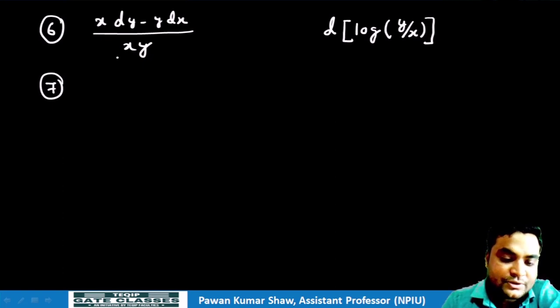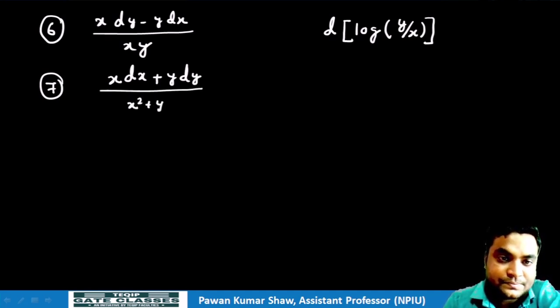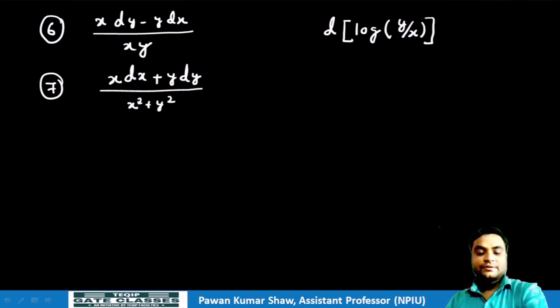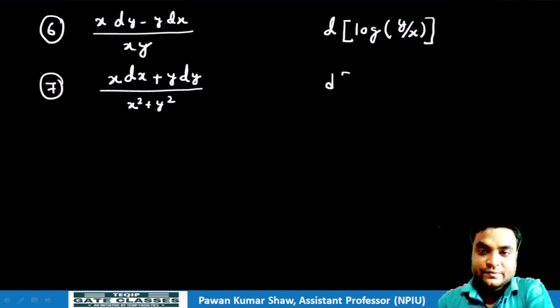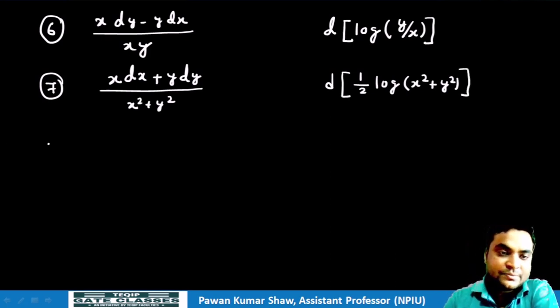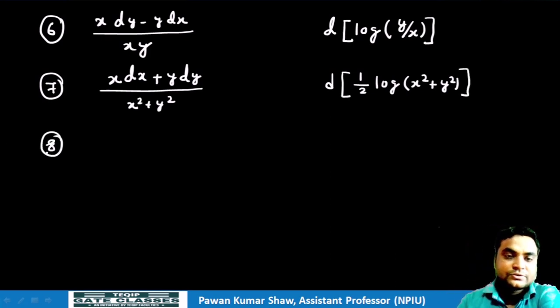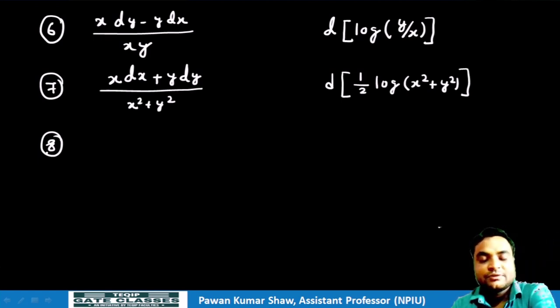Number 7, suppose we have a differential form like x dx plus y dy divided by x square plus y square. So we can write this differential form as d of 1 by 2 log of x square plus y square. So you can remember a few of these differential forms, so that by the inspection method you can directly solve some problems, or if the equation is non-exact, you can make it into group-wise exact differential forms.